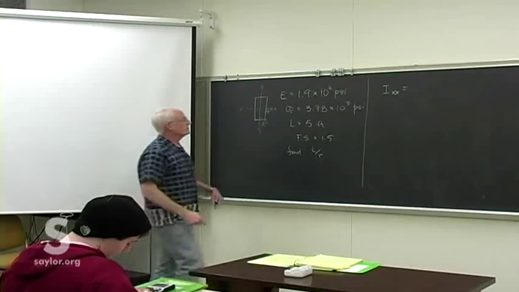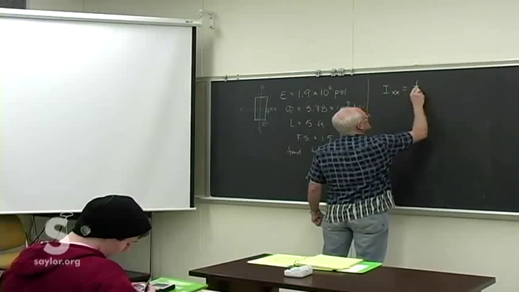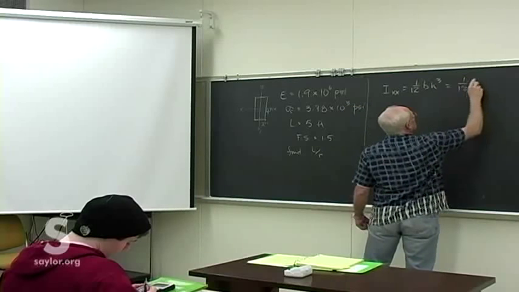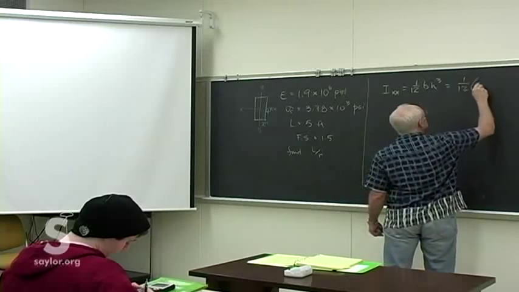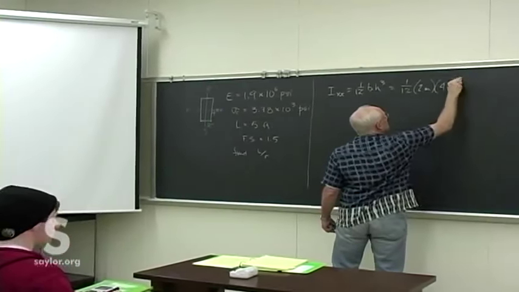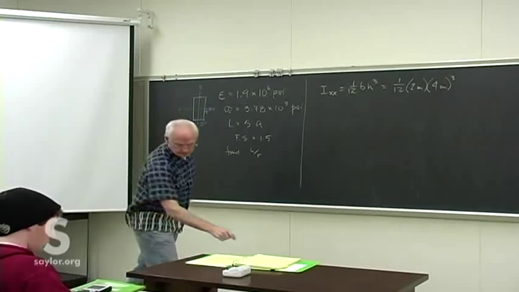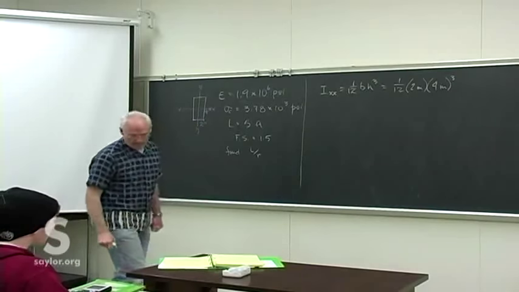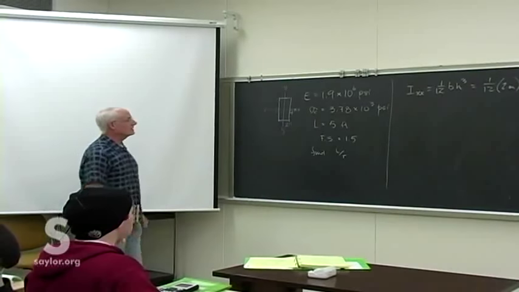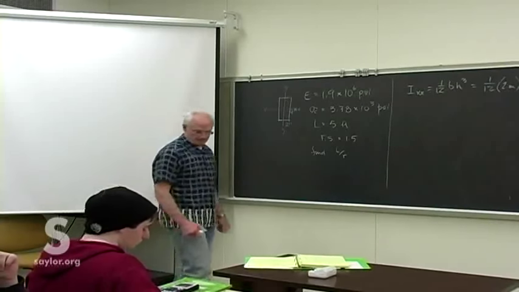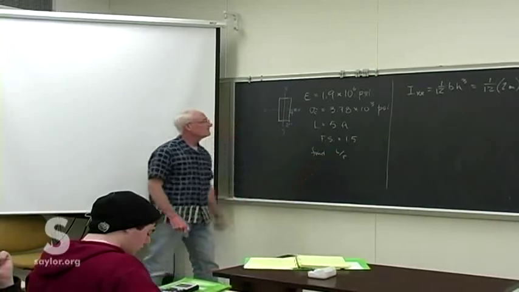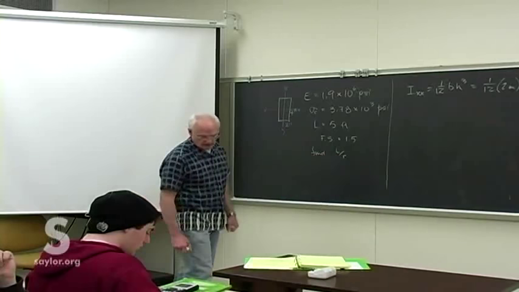Ixx, that's the one we've been using mostly, which is 1/12 b h cubed, where b is the 2 inches and h is the 4 inches. Now remember, we're not necessarily using that number. We have the radius of gyration as the piece down here. So we've got to determine what the radius of gyration is.